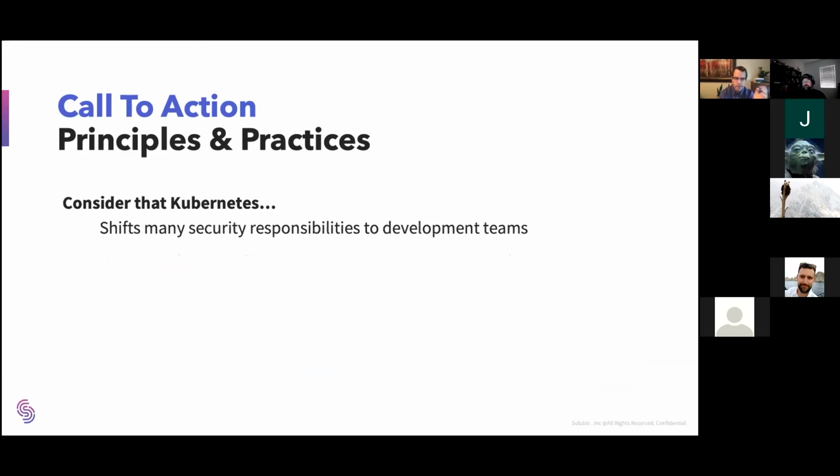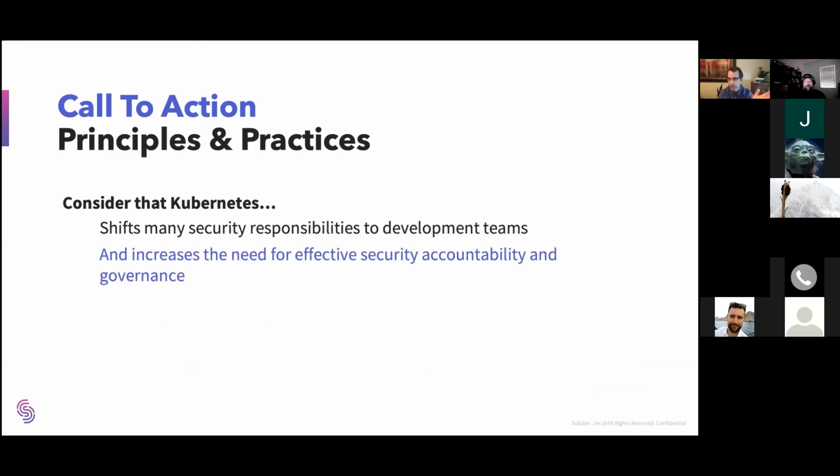So consider that Kubernetes shifts many security responsibilities to development teams. It's just a reality. You're probably not going to have access to clusters. SRE will, DevOps will, you won't, developers will, right? In fact, a lot of that infrastructure is shifting left so much that it's disintermediating a lot of ops jobs too, right? So it's not just you, it's operations in general. And so it shifts that and increases the need for effective security, accountability, and governance.